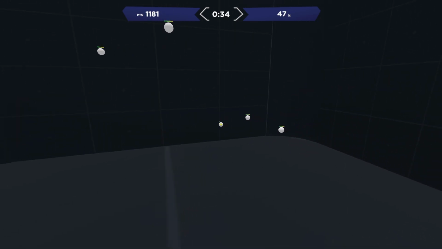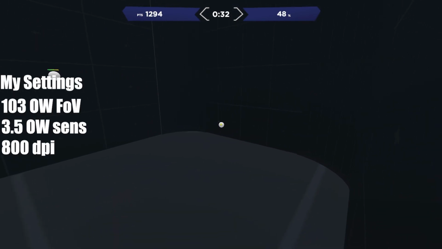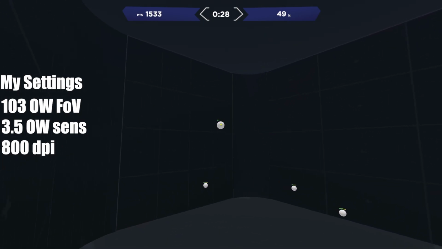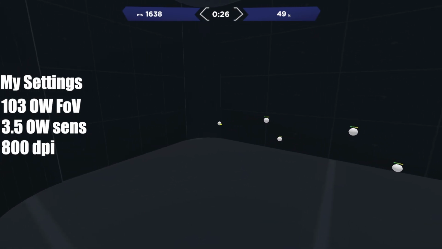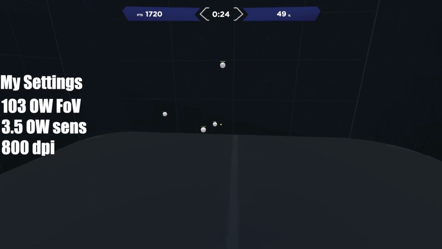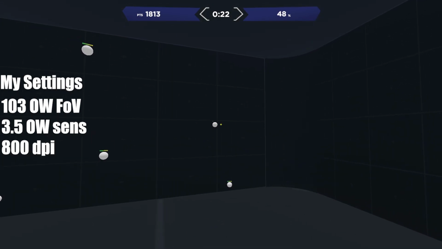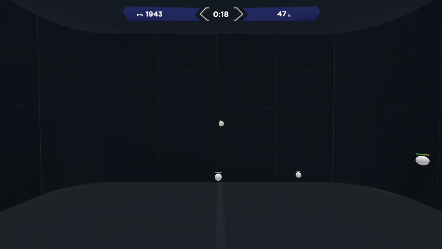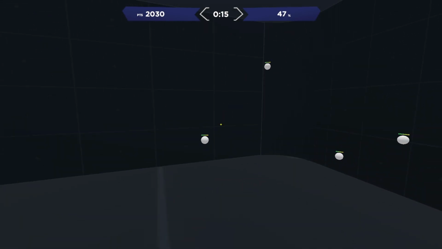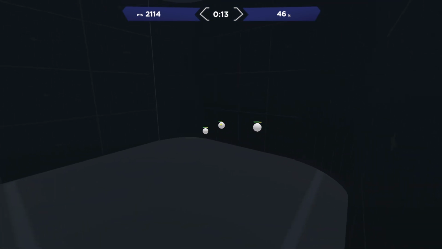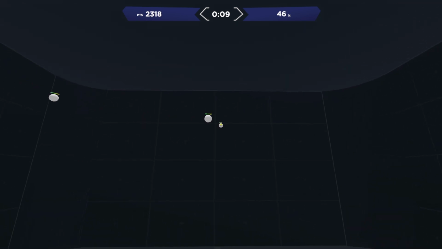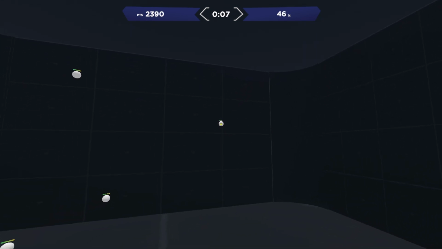As you already know, I personally always stick to my own sense and my own FOV of 103 Overwatch and 3.5 Overwatch sense on 800 DPI, which is a very slow sensitivity and a low FOV for target switching. But if I can manage to get Nova scores with my stats, then it should show you that you can play whatever you want and feel comfortable with, and still be able to do good in target switching.